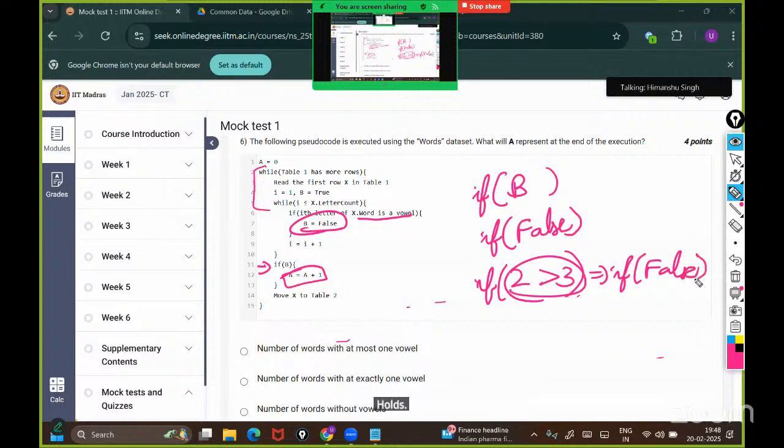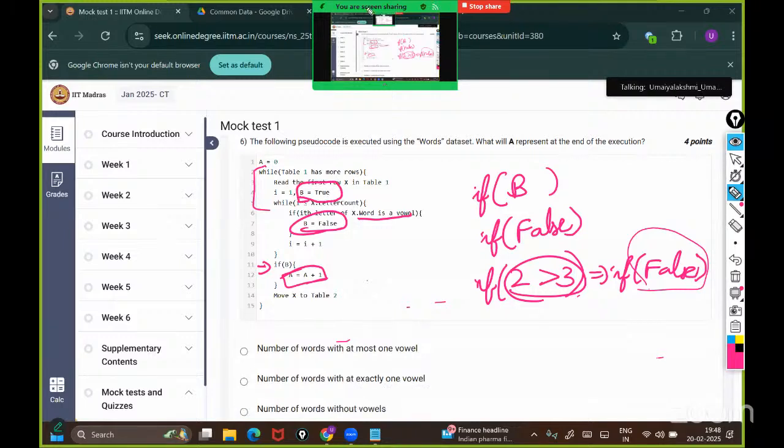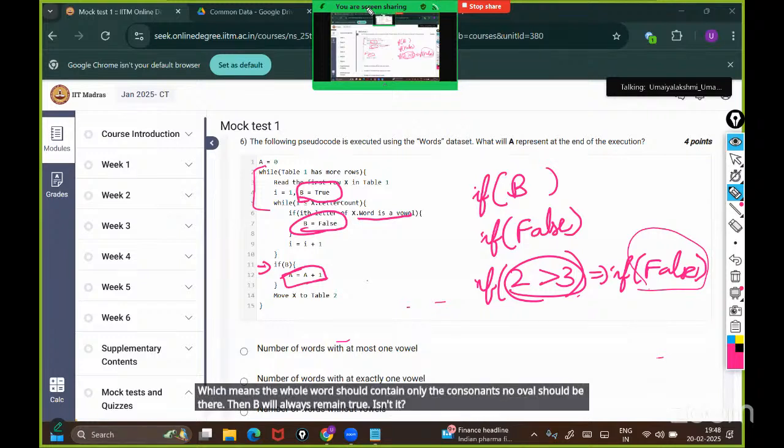So if the condition in the if is false, A will never be incremented. Initially they are giving B equal to true, right? Which means the whole word should contain only consonants. No vowel should be there. Then B will always remain true, isn't it? Yes, ma'am.